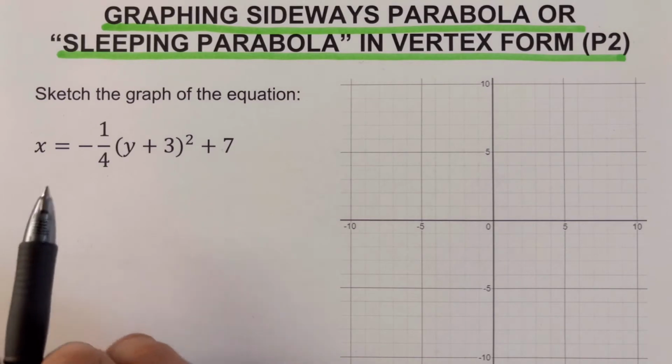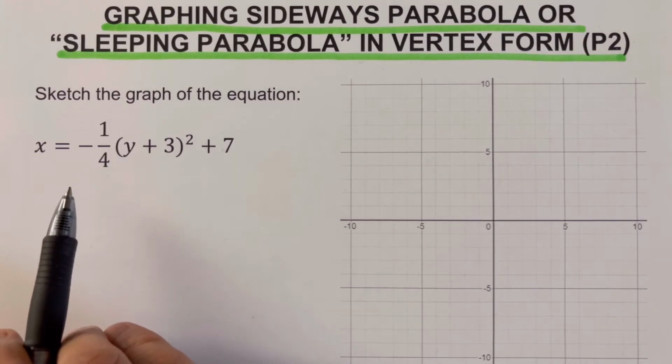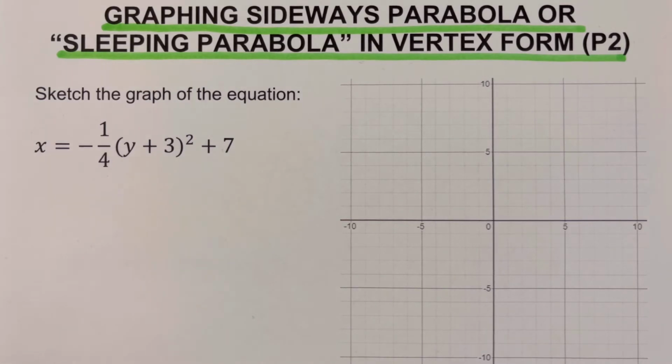Okay, so we go over the problem here. We're supposed to sketch the graph of this equation, and the first step that we have to do is to determine the vertex or the locator point.